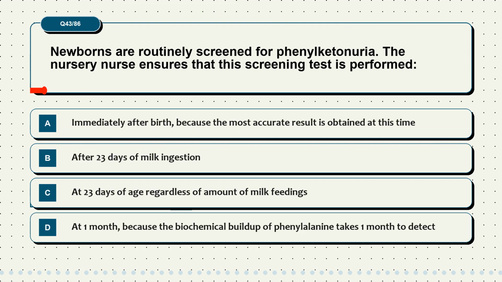Question 43. Newborns are routinely screened for phenylketonuria. The nursery nurse ensures that this screening test is performed. Here are the options. Option A. Immediately after birth, because the most accurate result is obtained at this time. Option B. After 23 days of milk ingestion. Option C. At 23 days of age regardless of amount of milk feedings. Option D. At 1 month, because the biochemical buildup of phenylalanine takes 1 month to detect.